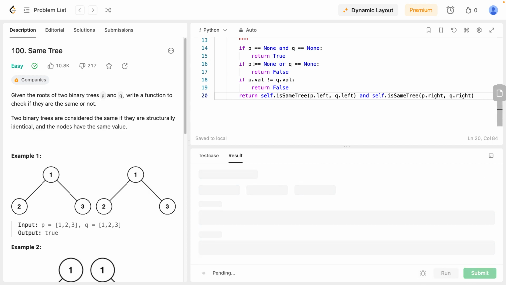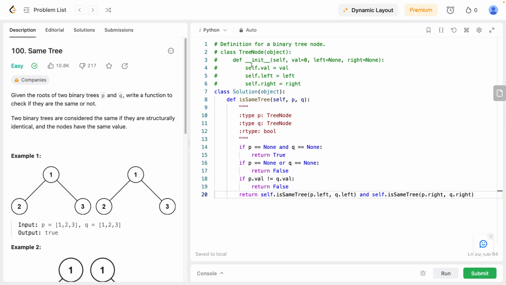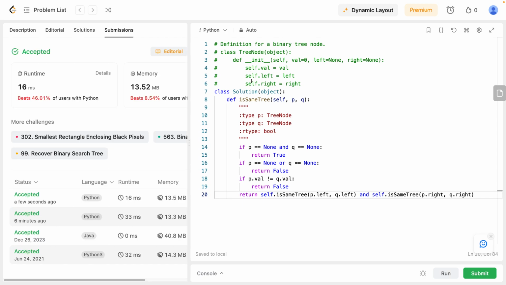That is accepted. So the solution is accepted.